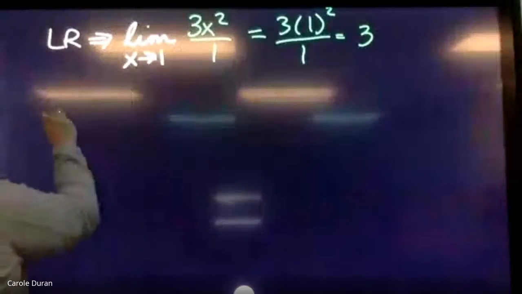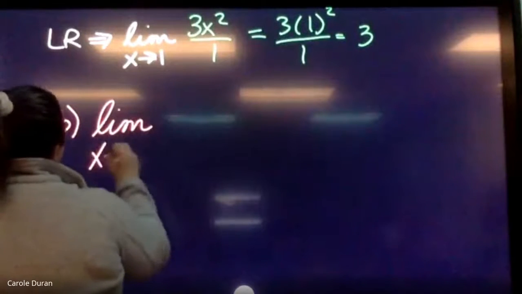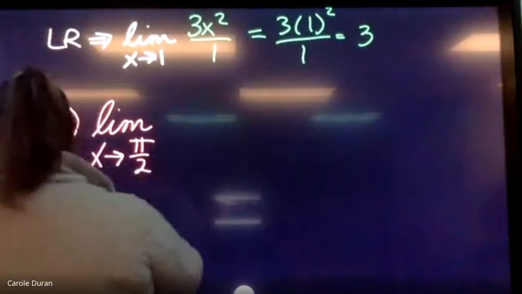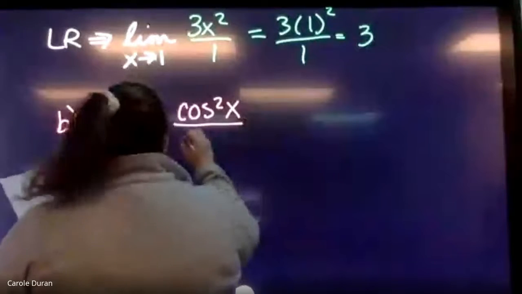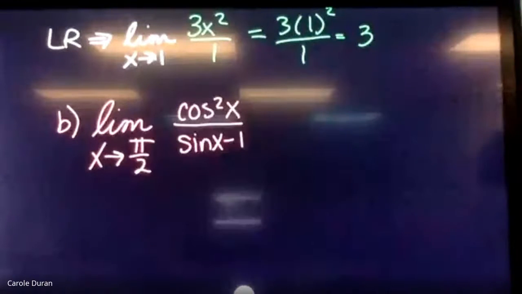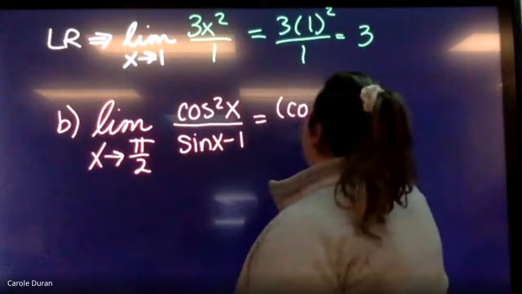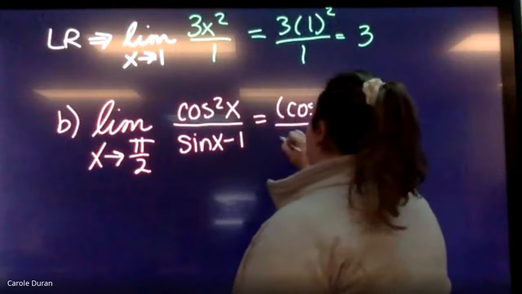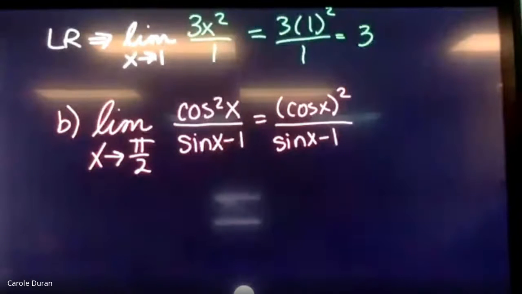Example B is the limit as x goes to pi over 2 of cosine squared x over sine x minus 1. The first thing I do is rewrite cosine squared x as cosine of x, squared, over sine of x minus 1. That usually makes it a little bit easier for me to plug it in. Also, we should be in radian mode for these problems.